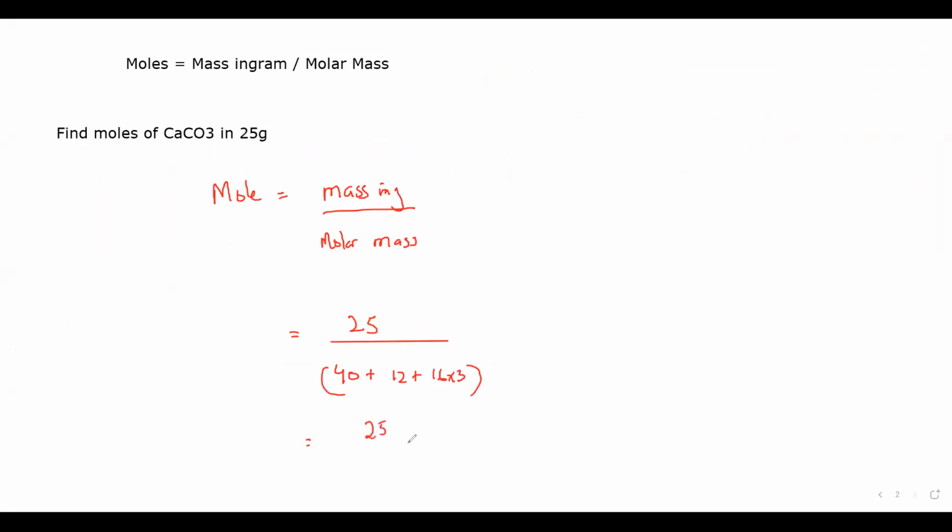So this will be 25 divided by 40 plus 12 is 52, and 16 multiplied by 3 is 48. So 52 plus 48, the total sum will be 100. So 25 divided by 100, how many moles will we get? We will get 0.25 moles of CaCO3. Is this example clear?